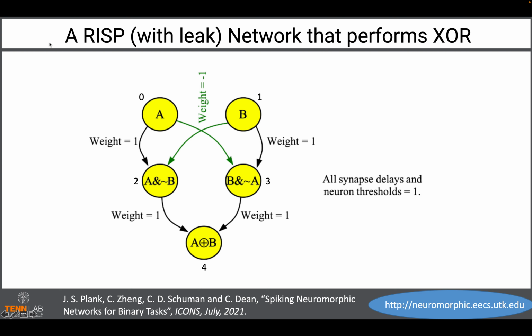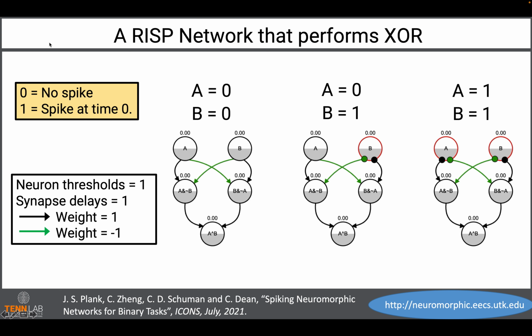Now, this network calculates an XOR operation in the following way. At time step 0, we apply a spike if A is true or if B is true. We apply a spike to the appropriate neuron. And then 2 time steps later, the A XOR B neuron will fire if A XOR B equals 1. So meaning if A spiked and B didn't, or if B spiked and A didn't, then that one fires. Now, let me show you this in some animation form.